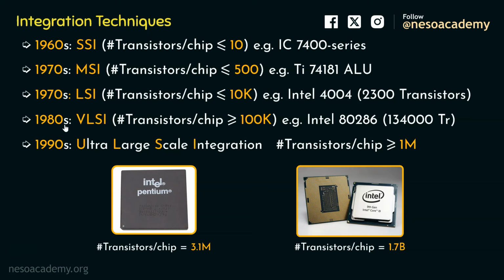Then in the 1980s, VLSI, that is very large-scale integration, emerged. In this integration technique, the number of transistors per chip was more than 100,000. A suitable example of this is Intel's 80286, which included 1,34,000 transistors on a microprocessor chip. Finally, introduced in the 1990s, the ultra-large-scale integration technique became so advanced that the number of transistors per chip we could incorporate was more than 1 million. So this is all about the integration techniques of integrated circuits.